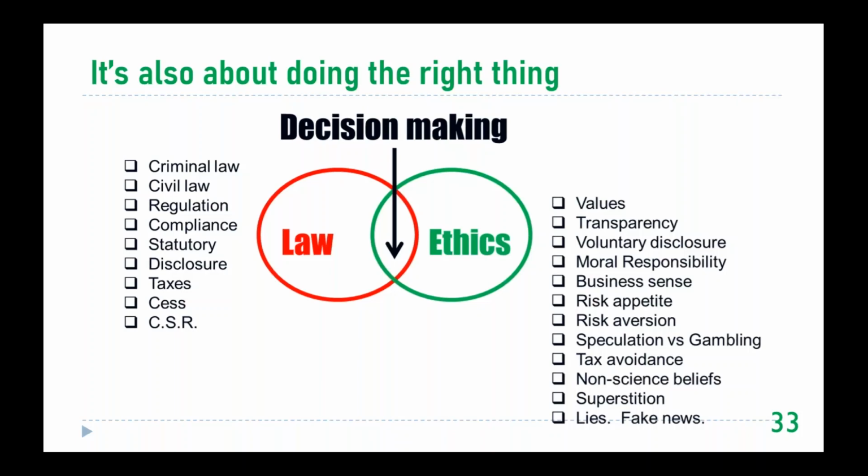On one hand, you're forced to do certain things because of compliance and statutory needs, but on the other hand, it's up to you. Disclosure and transparency are voluntary, and risk aversion or risk appetite is wholly your decision. Tax avoidance is something which somebody decides to do, quite most often than not. It's deliberate. So lies, fake news, all that is adding to the current mix of ethics.